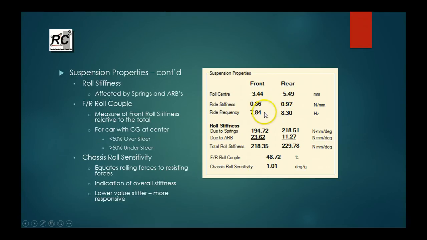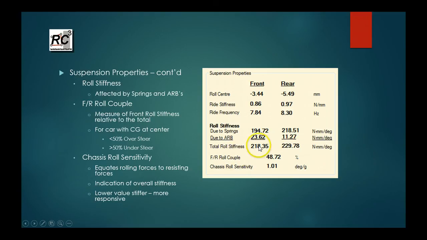Next, we're looking at the roll stiffness. There are two contributors to that: the contribution due to the springs, and the contribution due to the anti-roll bars. Those two are provided for you separately here, and the sum of them gives you the total roll stiffness for that end of the car.